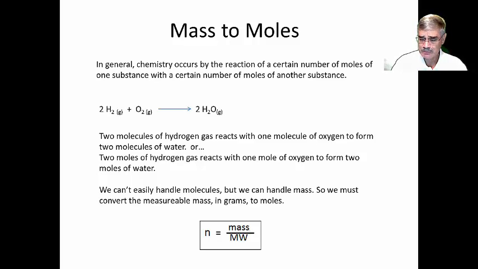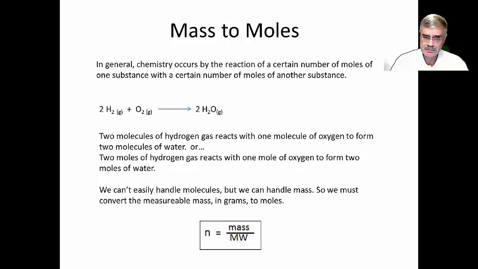That's if we were able to look just at one or two molecules at a time. But again, in practical terms, we don't deal with molecules. We deal with a larger scale that we can measure ourselves, and that means that we deal with what is called the mole scale. So we can also say that 2 moles of hydrogen gas react with 1 mole of oxygen gas to form 2 moles of water. Okay, so we scale up.